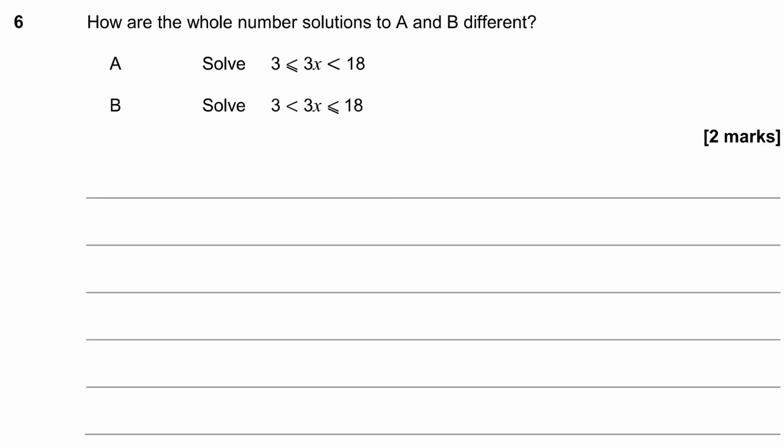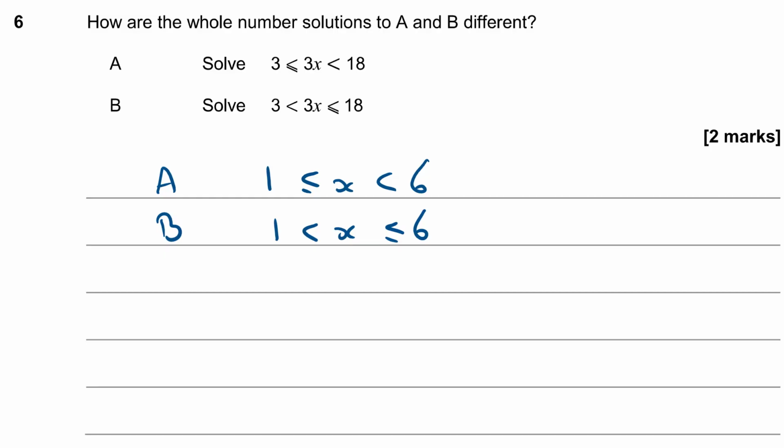Okay, now notice everything there is a multiple of 3, so I can simplify both expressions by dividing everything through by a factor of 3. That tells me 1 is less than or equal to x, which is less than 6, and B gives me 1 is less than x, which is less than or equal to 6.